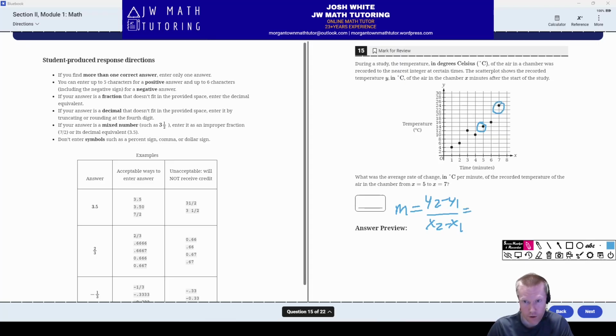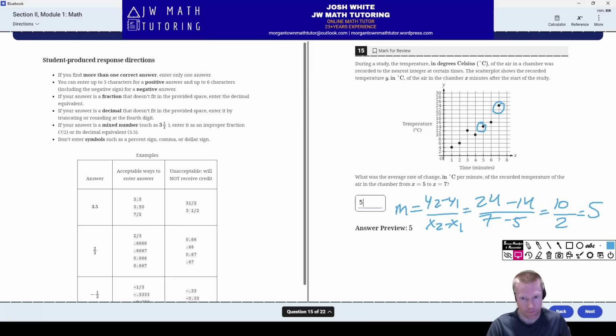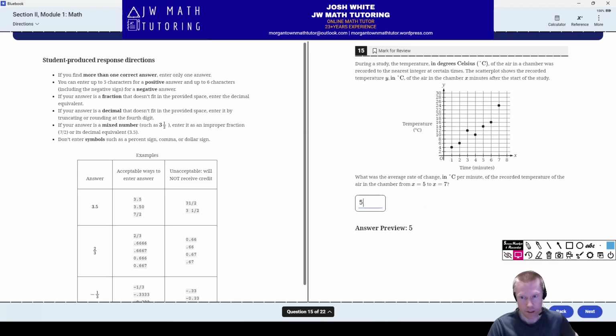So our two y values are 24 and 14. Our two x values are obviously 7 and 5. So we just go ahead and subtract them. We get 10 over 2, which is just equal to 5. So the average rate of change between these 2 points is just 5. That's what we would type in as our answer, and we can move on to the next problem.